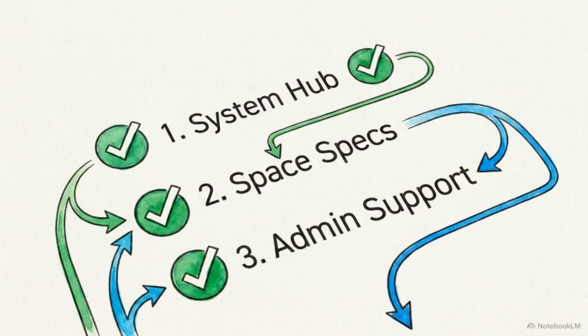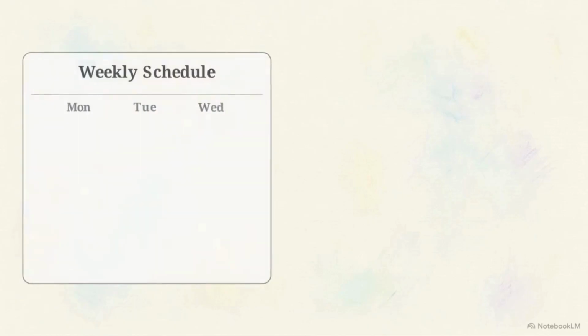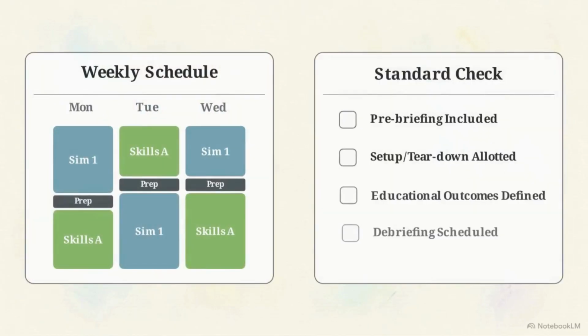To get there, you only need three things: a standard Google account, a defined list of room capabilities, and backing from your leadership. By making the shift from constantly reacting to problems to proactively building a system, you protect your time and guarantee your lab meets healthcare simulation standards every single week.